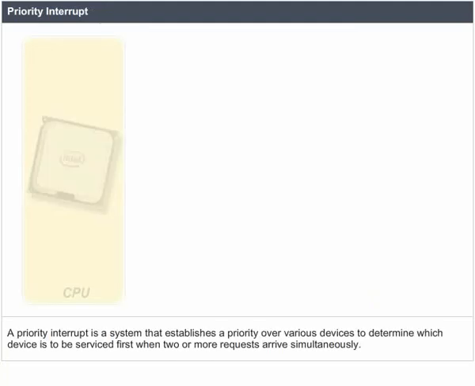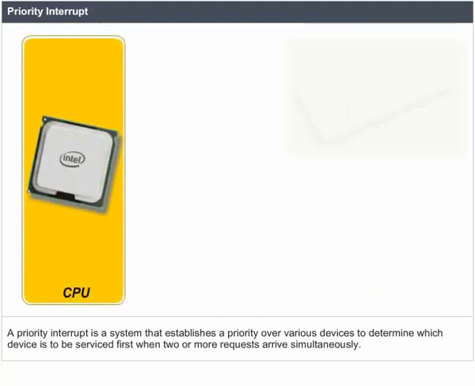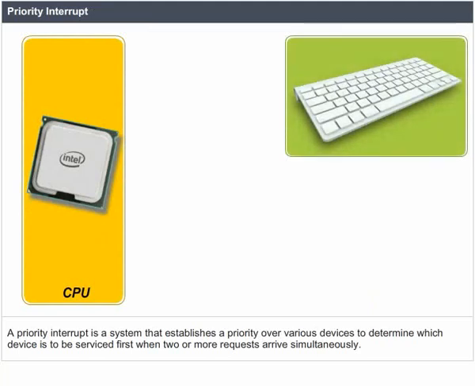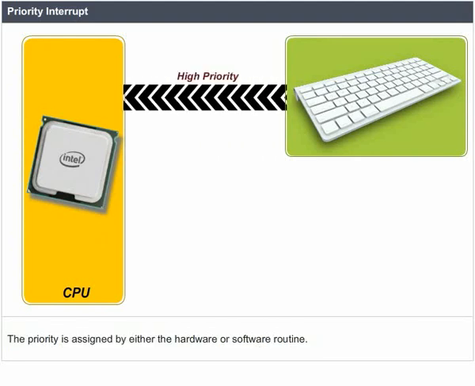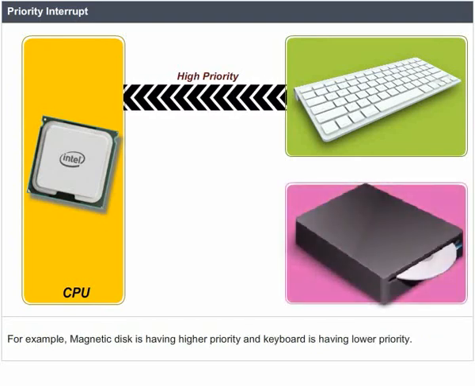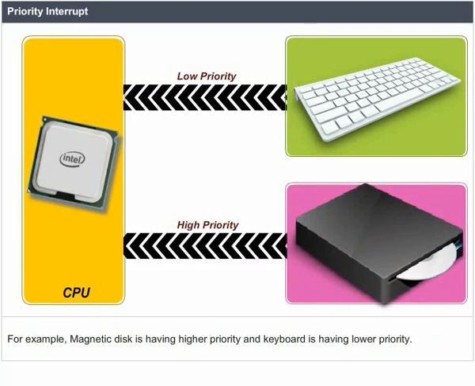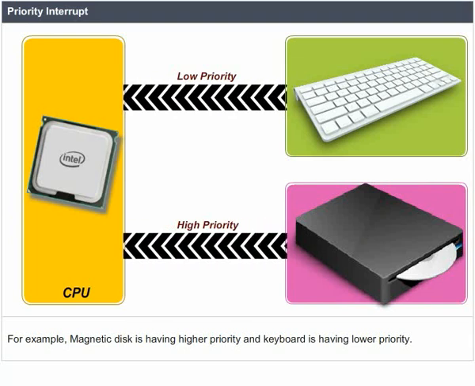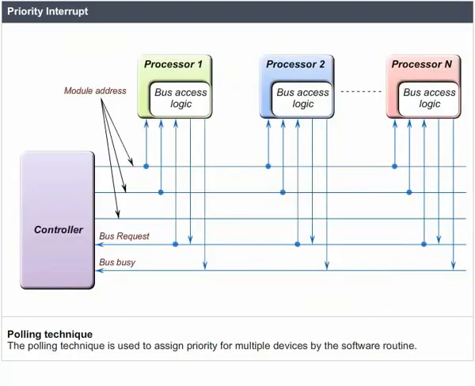Priority interrupt. A priority interrupt is a system that establishes a priority over various devices to determine which device is to be serviced first when two or more requests arrive simultaneously. The priority is assigned by either hardware or a software routine. For example, a magnetic disk has higher priority and a keyboard has lower priority. Polling technique: the polling technique is used to assign priority for multiple devices by a software routine.